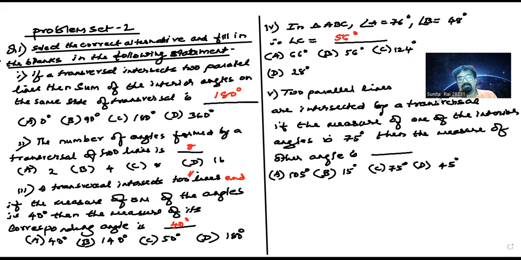Then, two parallel lines are intersected by a transversal. The measure of one of the interior angles is 75 degrees. Then the measure of the other interior angle is, since interior angles are supplementary, the sum of the interior angles is 180. So 75 plus x equals 180, x equals 180 minus 75, x equals 105. So the measure of the other interior angle is 105 degrees. Okay, children?